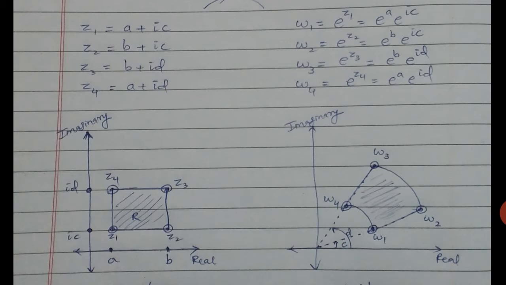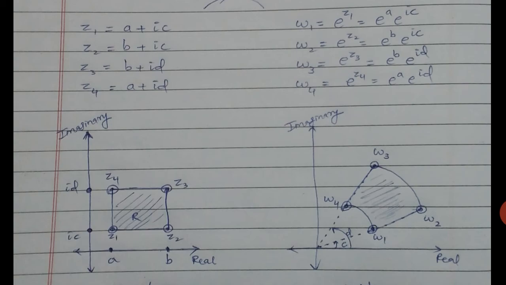Now you can see a is less than or equal to b. Also e raised to x is an increasing function in R, therefore e raised to a is less than or equal to e raised to b. So you can see w1 and w2 in the w plane. These are points on the same ray but with different modulus.